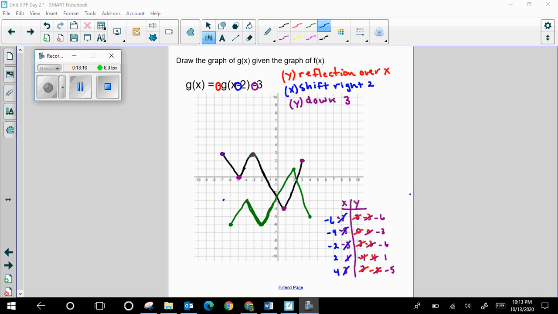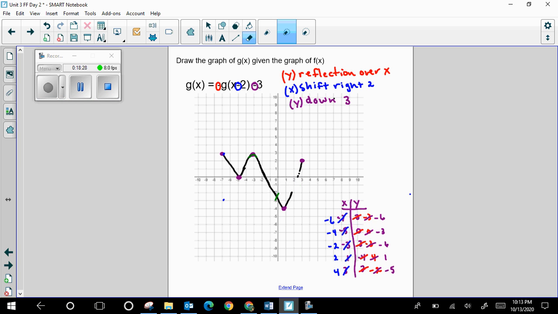So unfortunately, I took a little pause and looked at my values, and I messed up that right shift because I only took 1 away from my x values, and I should have taken 2. So I'm going to try to fix that real quick. Okay, so if I add 2, I'm going to be at negative 5. If I take my negative 5 and add 2, I'm at negative 3. Negative 3 plus 2 is negative 1. 1 plus 2 is 3, and 3 plus 2 is 5. Alright, so that looks a little bit better.